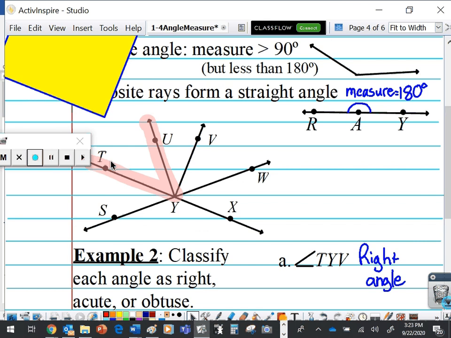So we have acute, obtuse, and right. Make sure we're very comfortable with those words, guys. We're going to see them a lot this year. And keep this in mind. One little detail. If you have opposite rays, they're going to form a straight angle, which measures 180 degrees.